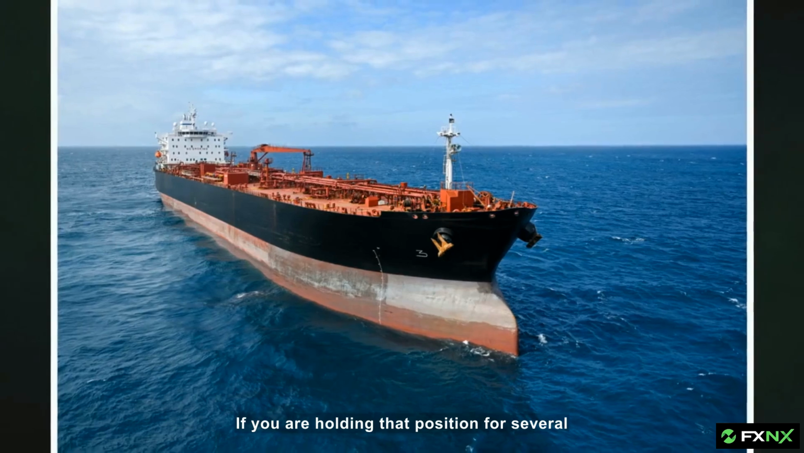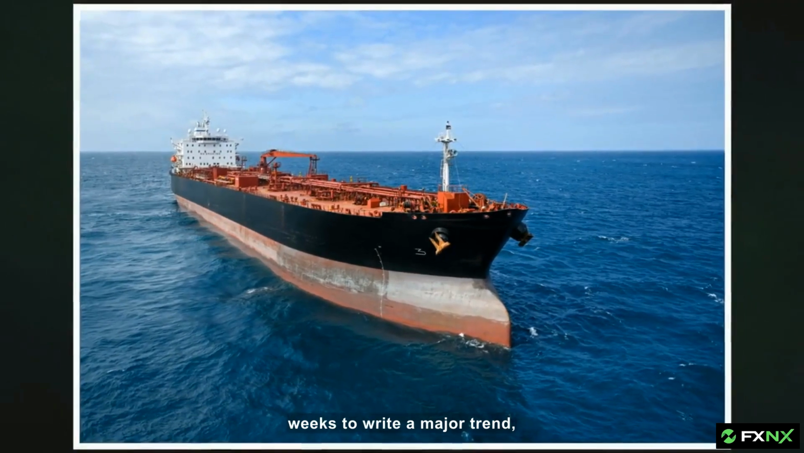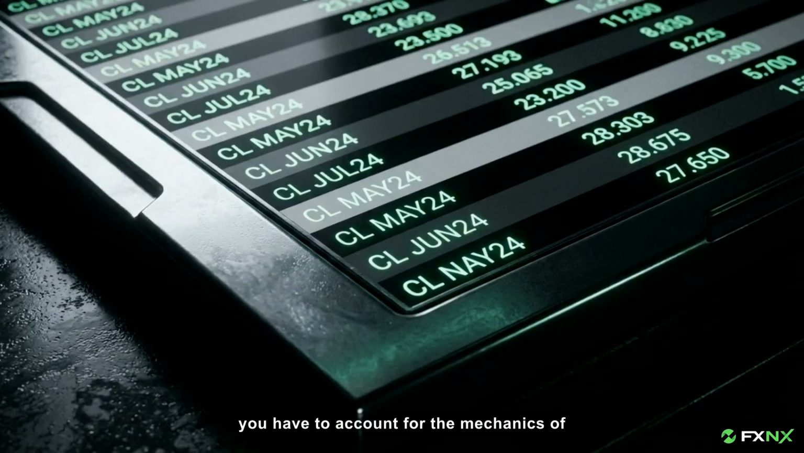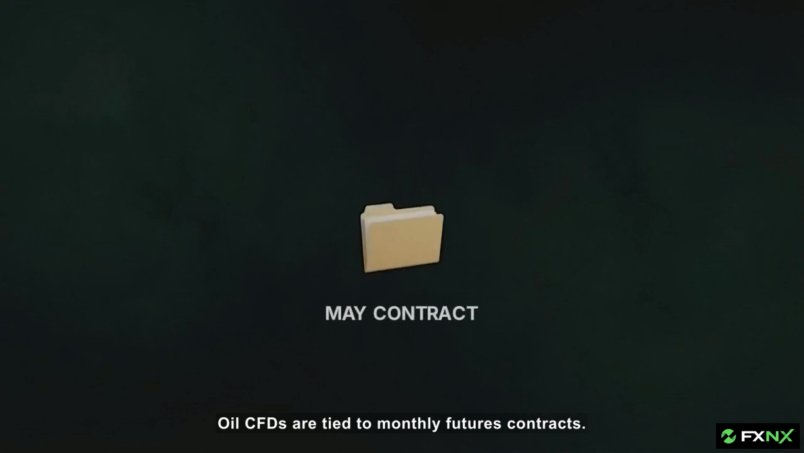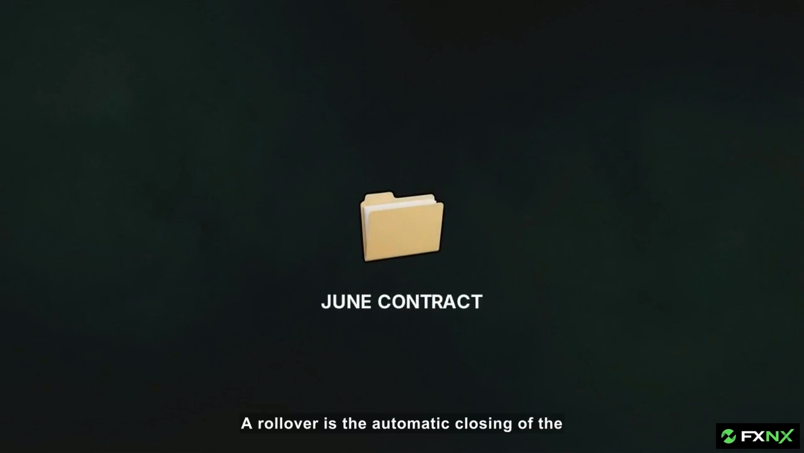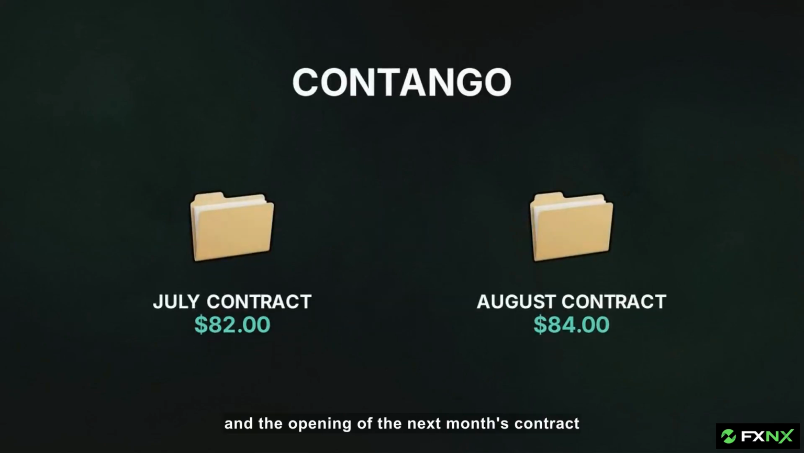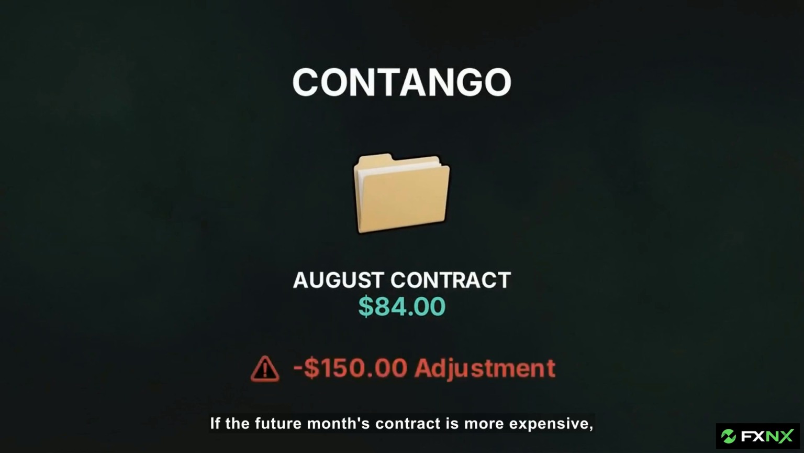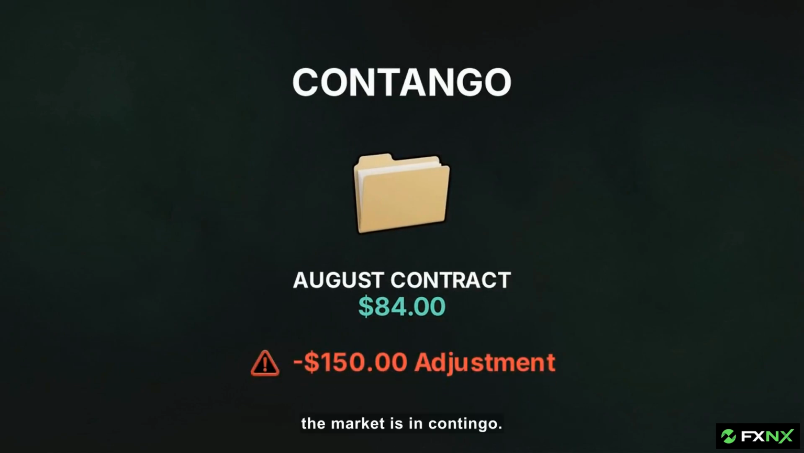If you are holding that position for several weeks to ride a major trend, you have to account for the mechanics of the futures market. Oil CFDs are tied to monthly futures contracts. To keep your trade open past expiration, your broker performs a rollover. A rollover is the automatic closing of the expiring contract and the opening of the next month's contract to keep your position active. If the future month's contract is more expensive, the market is in contango.